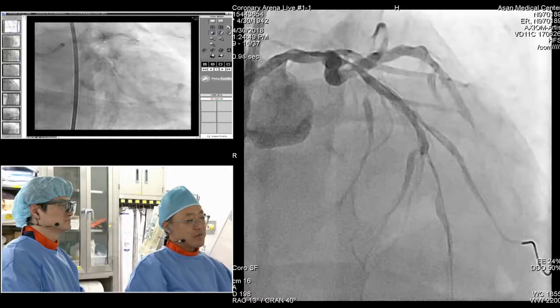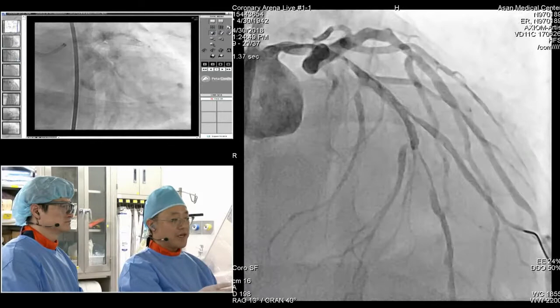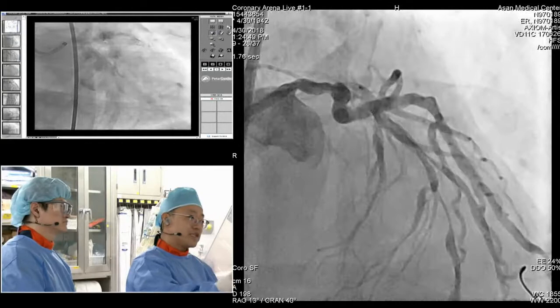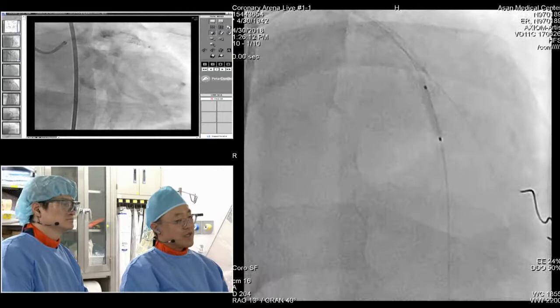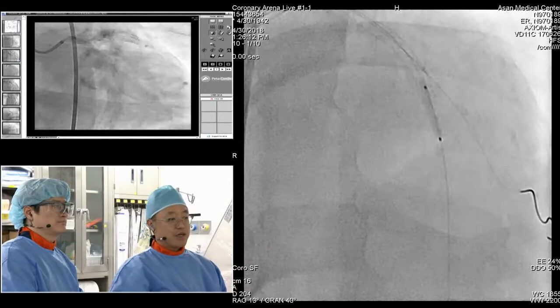Keeping the diagonal branch, looking at this view, the distal part of the LAD is very tight, and the diagonal branch also looks very tight, and the distal main is very tight. It's a very ugly morphology. Then we did the 2.0 balloon, and then we checked the intravascular ultrasound.